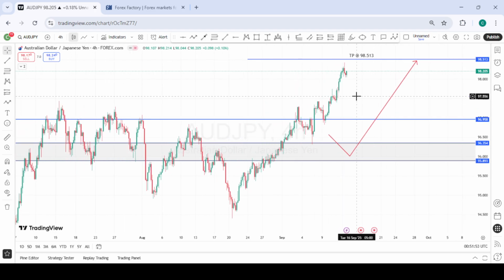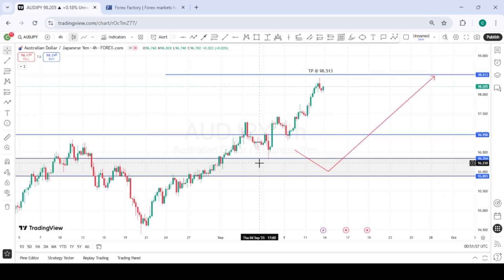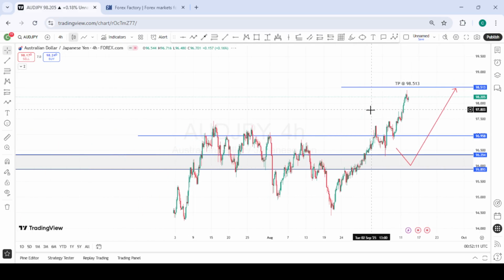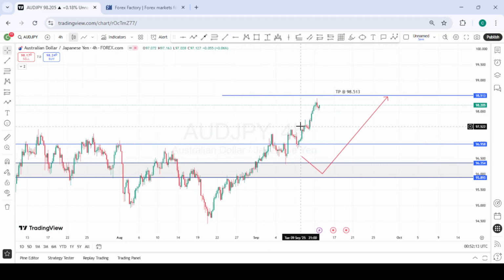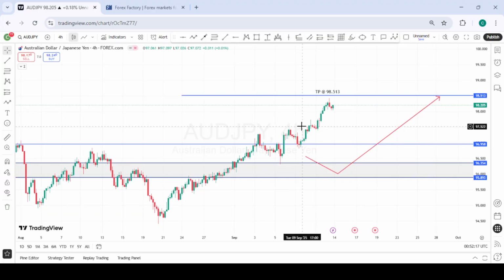We also had a setup on AUDJPY where we're expecting price to pull back to this area of interest. Price actually just tipped the area of interest and then just took off. We weren't able to catch this trade, and price is almost at the TP as we anticipated last week. So we missed out on this beautiful trade as well due to how price moved, and just have to move on to the next.